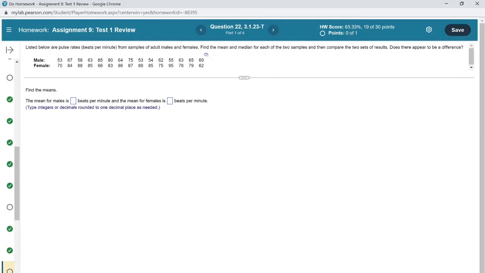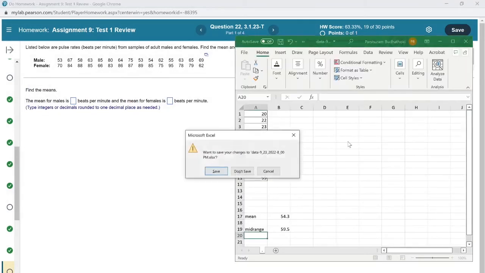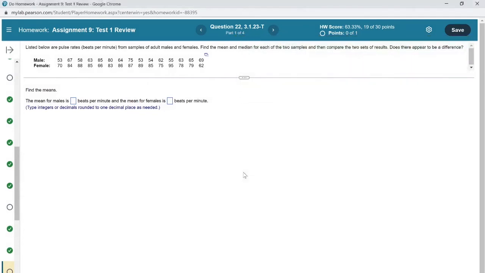Here listed below are pulse rates, in beats per minute, from a sample of adult males and females. Find the mean and median of each of the two samples, and then compare the two sets of results. So remember, for mean and median, we can do the very same thing like we did before.